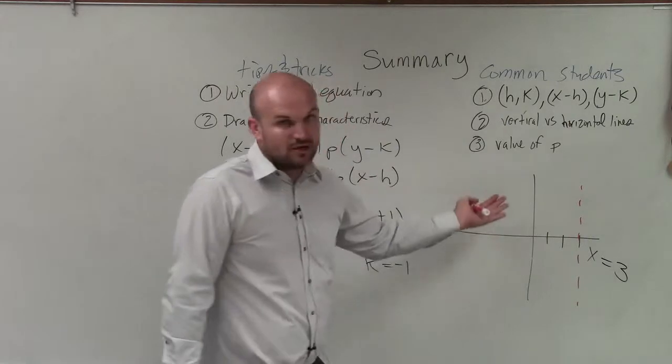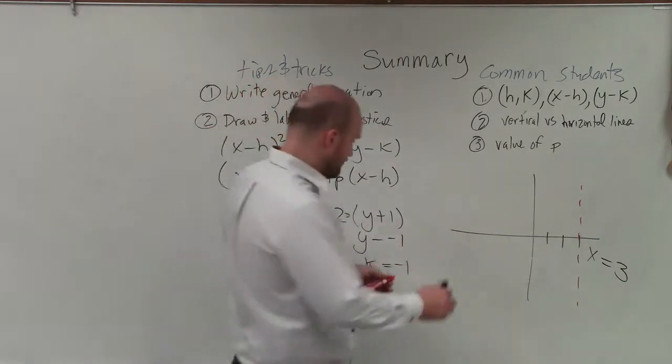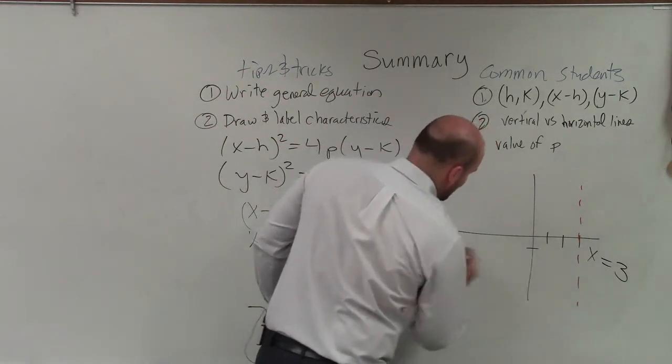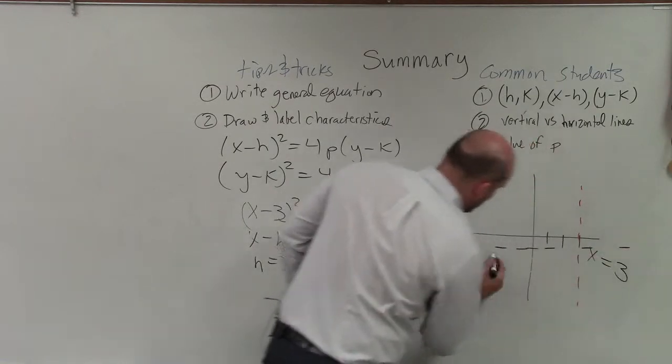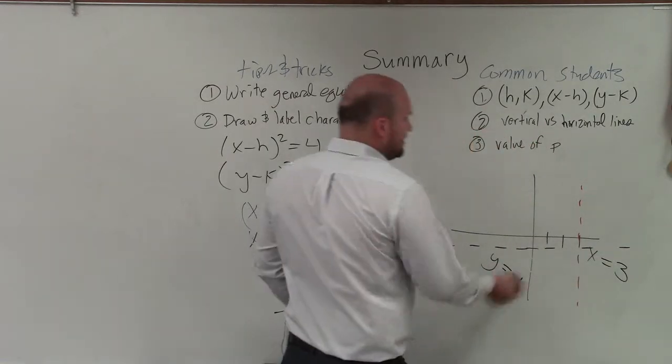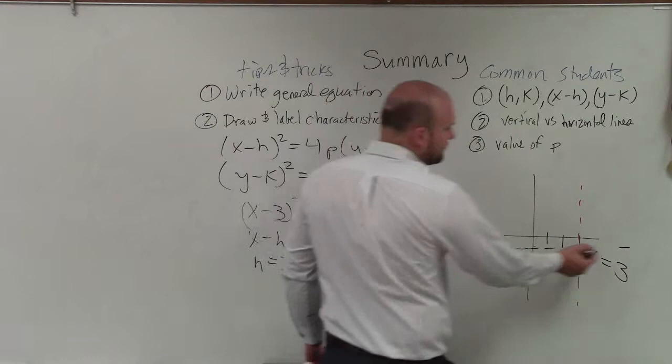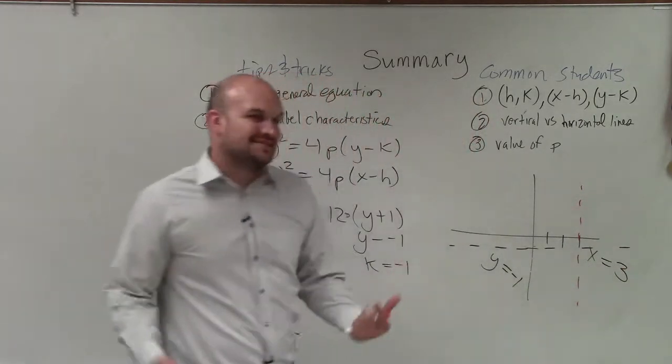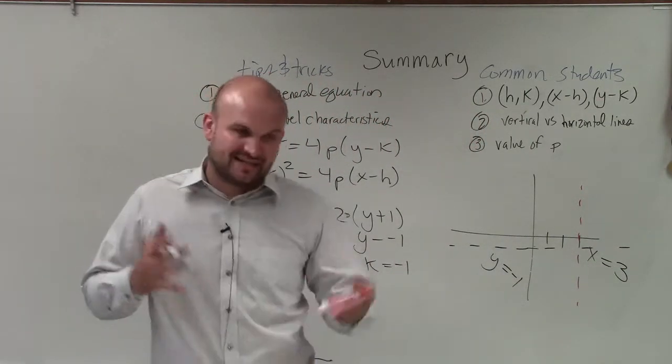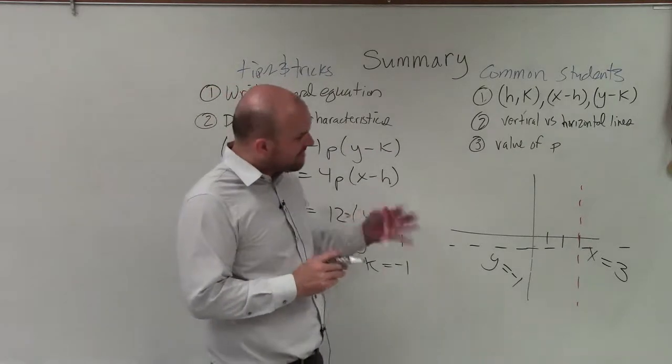For horizontal, it will always be a y equals, right? So for instance, if I had one like here, that'd be y equals -1. Because it's always going to equal -1 wherever it's at. So I see a lot of students switching those around, forgetting which one is which. So make sure you understand that.